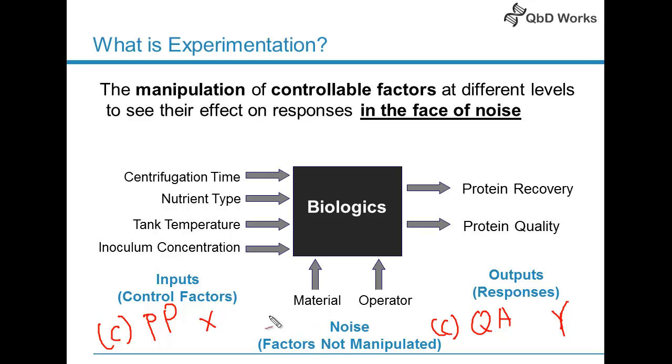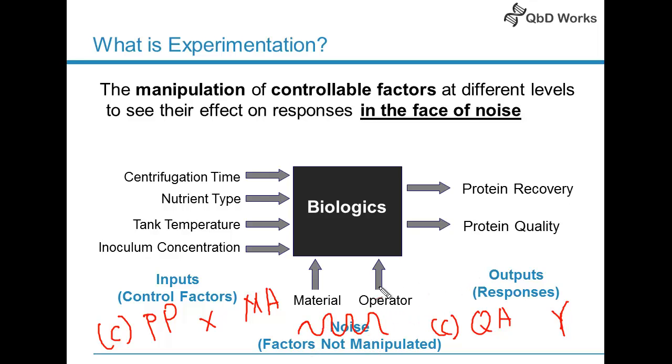And the noise, and this will depend, material attributes is also another terminology used in QbD, will be either included in the control factors or in the noise factors. But there is always noise, as we've seen in the previous case.